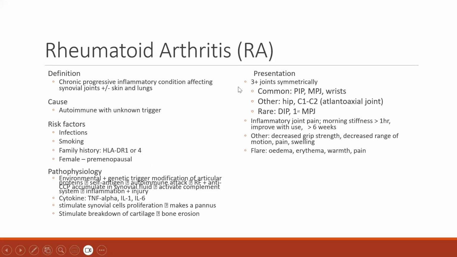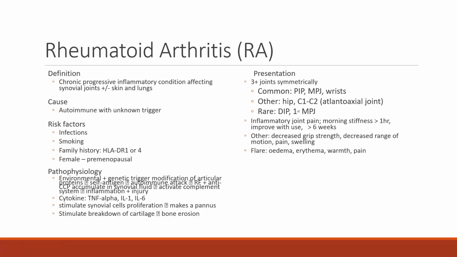Presentation: three or more joints are affected symmetrically. Common sites are the PIP, MCP and wrists. You can also find it in the neck or hip. More rare places are the DIP and the first MCP. It's inflammatory joint pain, so we get morning stiffness that improves with use and has to last for more than 6 weeks.